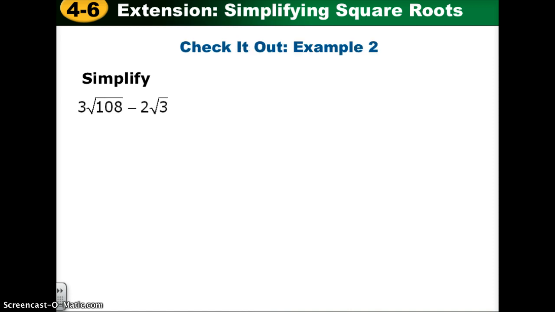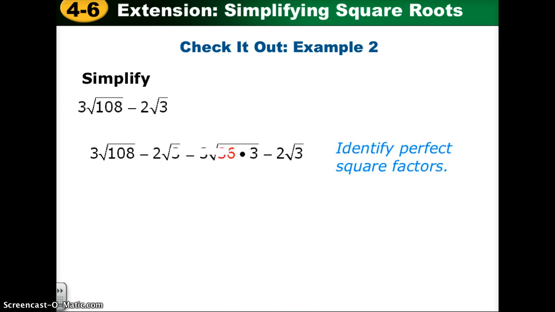Let's try another one. 3 times the square root of 108 minus 2 times the square root of 3. 2 times the square root of 3 is simplified. 3 is not able to be broken down by any perfect squares. But we can break down 108. 108 divides into 36 times 3. So the square root of 36 is 6. So now we get 3 times 6 square roots of 3 minus 2 square roots of 3.